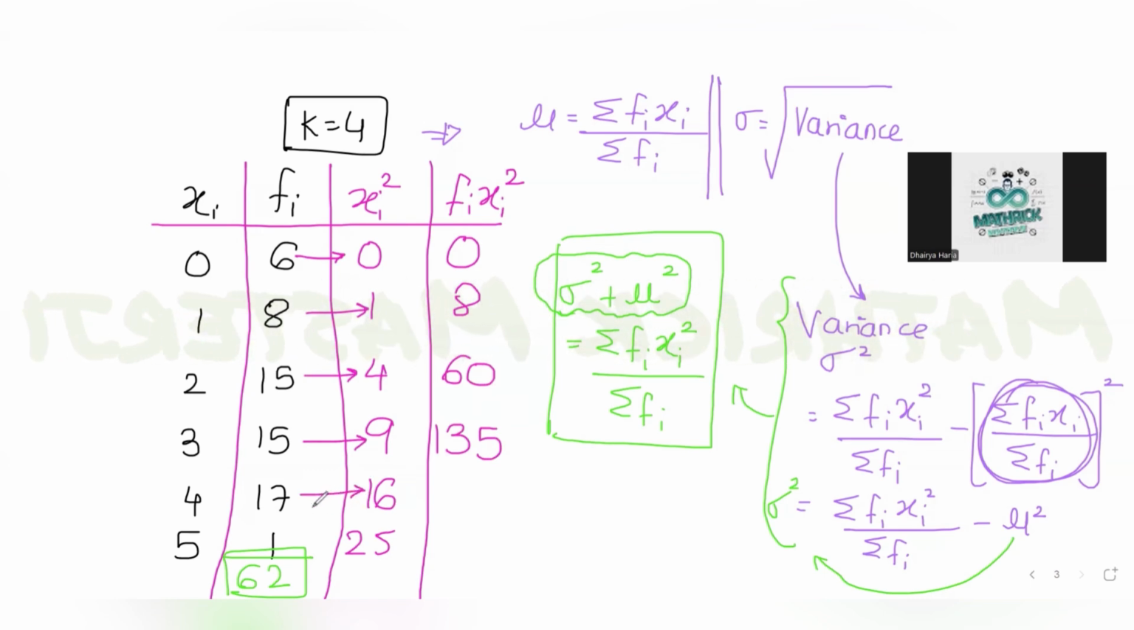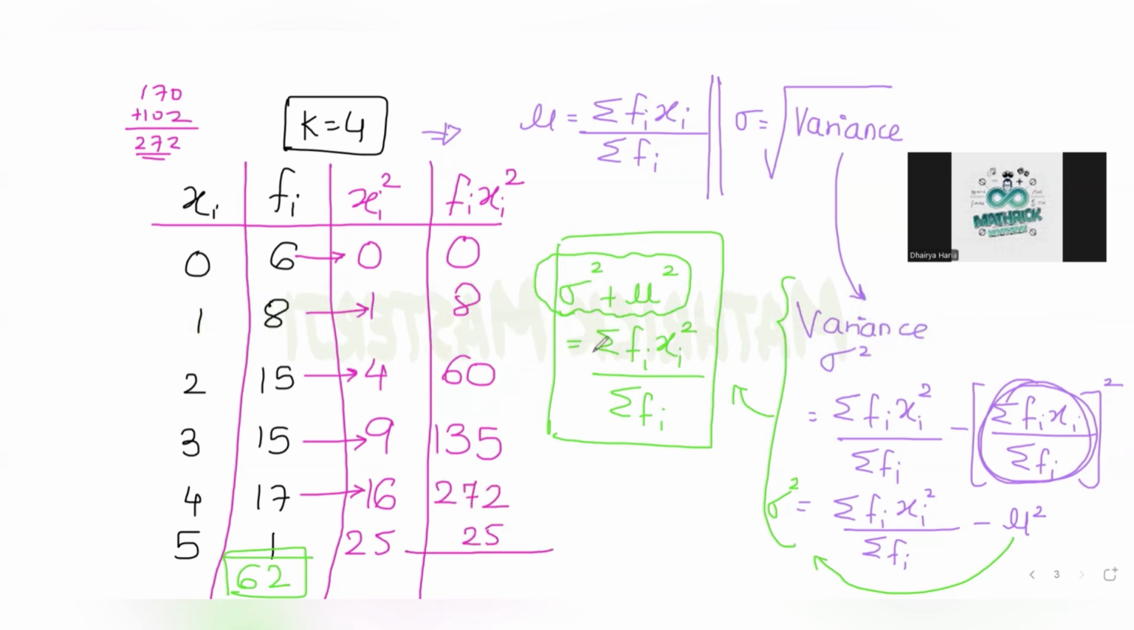17 times 16. So 17 times 10 is 170 and 17 times 6 is 102. So that leaves me with 272. Then 1 times 25, which is just 25. I want to find the summation, which means I want to find the sum of all of these terms.